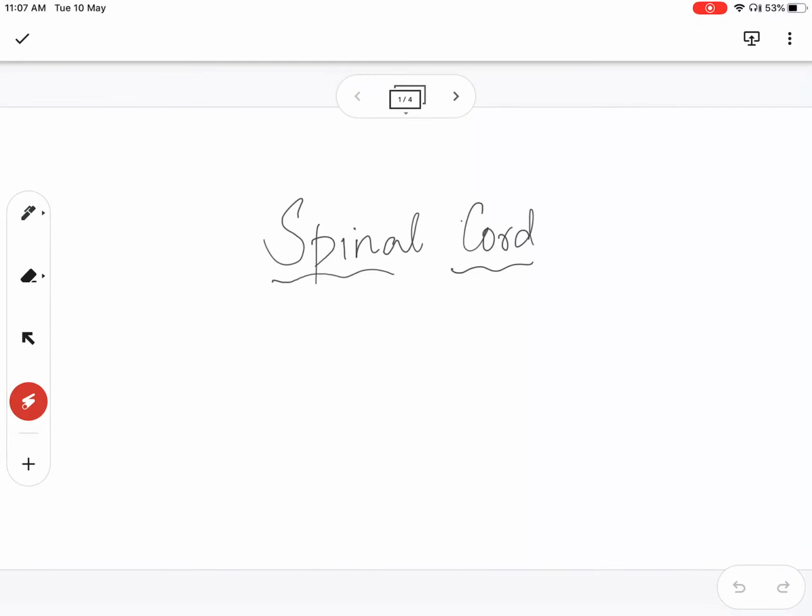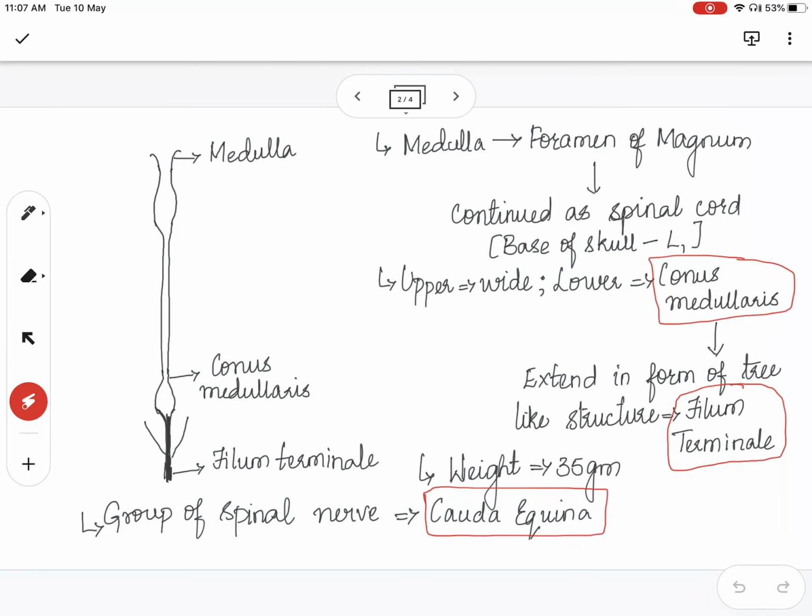In today's video, I'll be dealing with the topic of the spinal cord and the different categories, the branching of the spinal nerves and its origin. Now, prior to understanding the branching of the spinal nerve, we will first understand the structure of the spinal cord.